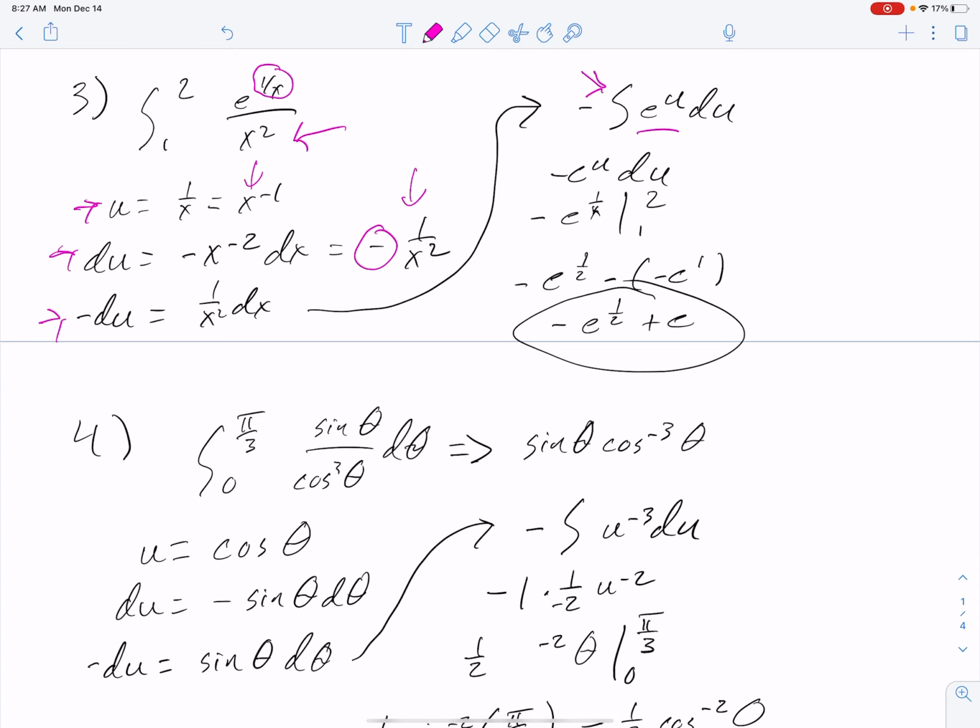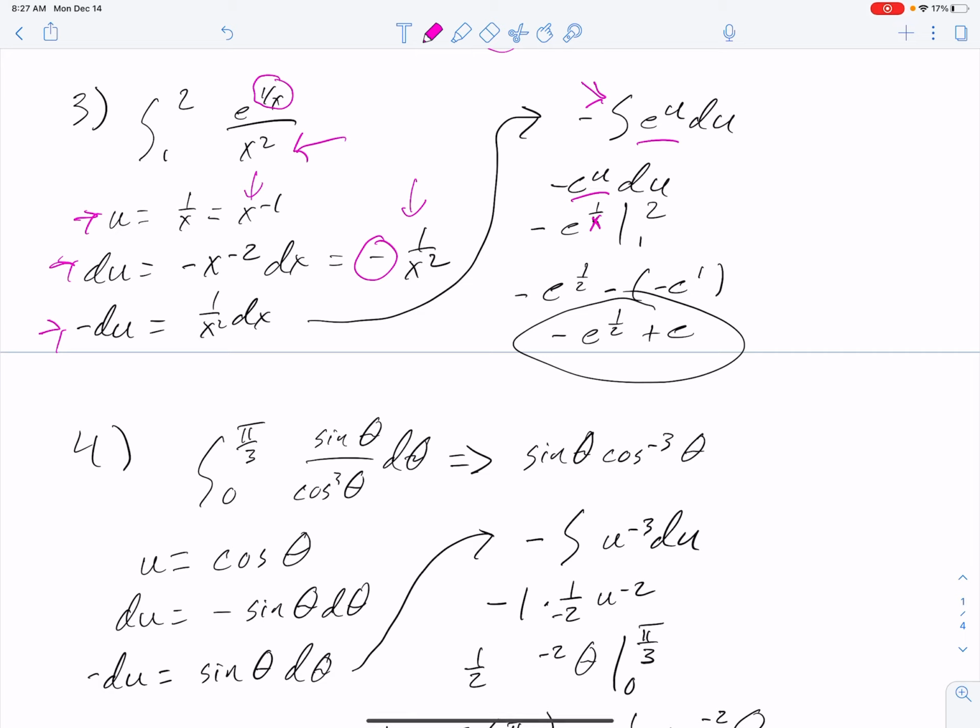The antiderivative of e to the u is e to the u. That makes it a little bit clearer. And then I've got f of b minus f of a. Feel free to give the decimal equivalent to this. I just left it in terms of e.